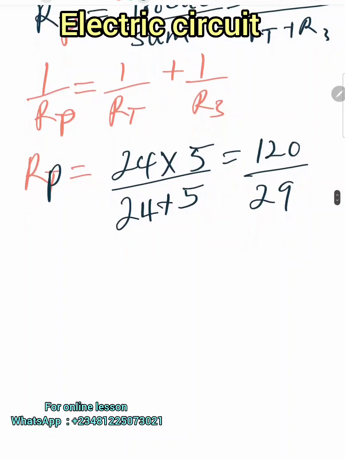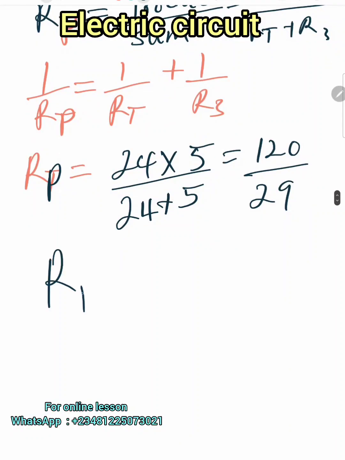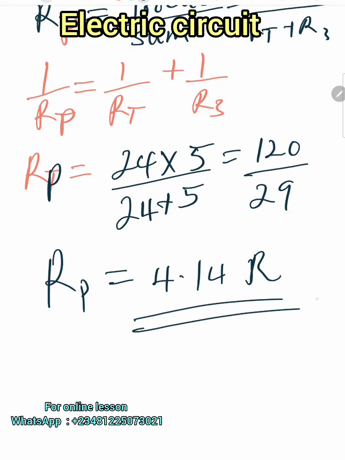Now let us divide. Then RP will give us, you can get a decimal point or you can leave it away, but let us get a decimal value. So this will now give us 4.140 approximately. So this is our final answer.